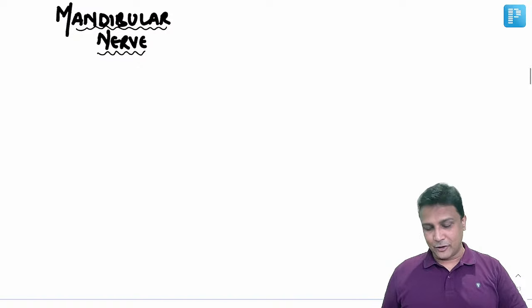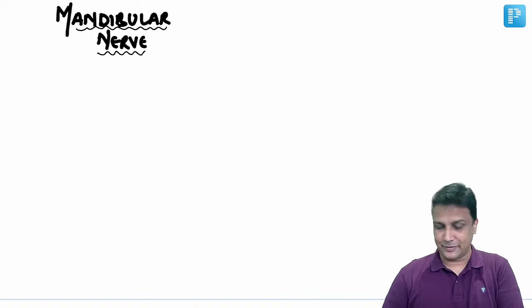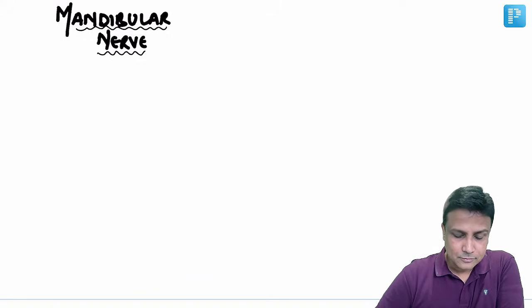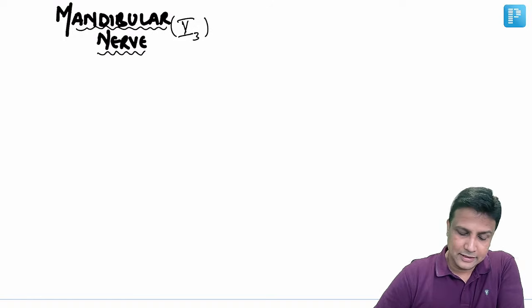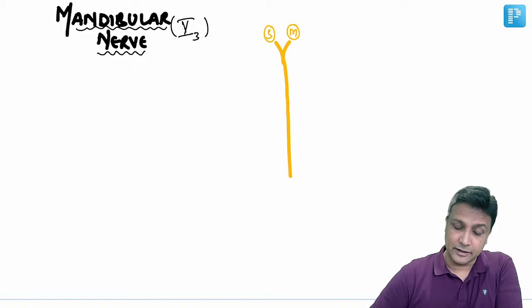Now moving on to the next one, we are now going to discuss the mandibular nerve in detail, my dear friends. Mandibular nerve is nothing but one of the branches of your trigeminal nerve, that is your V3 here. And remember, this nerve is actually a mixed nerve. What do I mean by a mixed nerve here? It will have both components, that is the sensory as well as the motor component. So I'm just writing S here and M here. Sensory and motor components are present here.